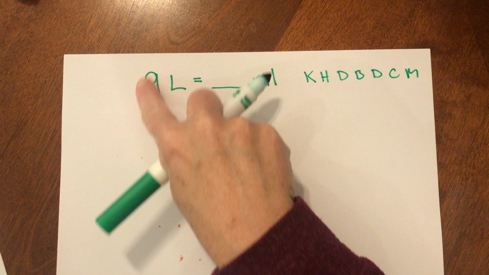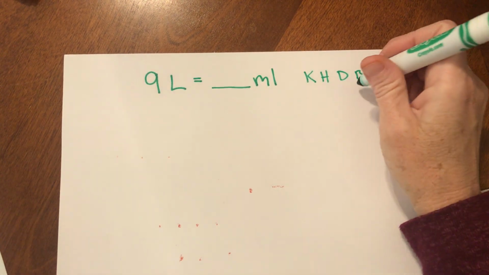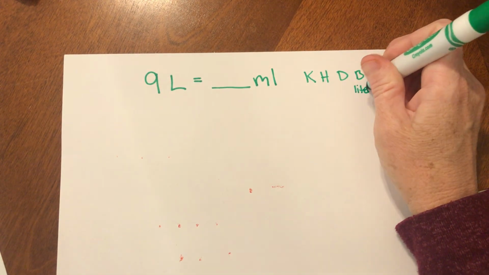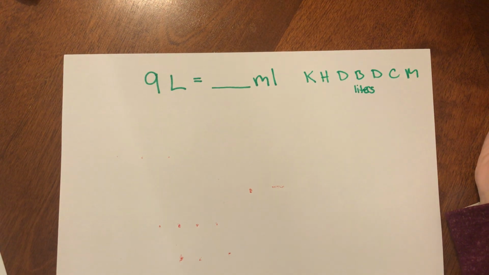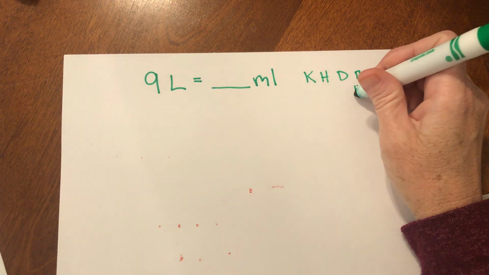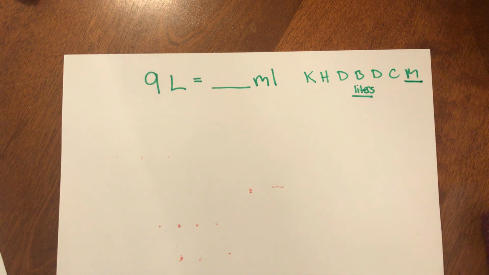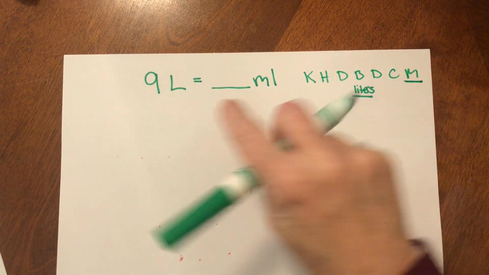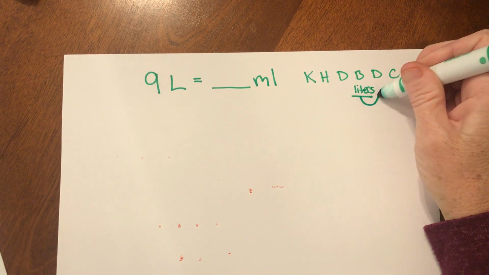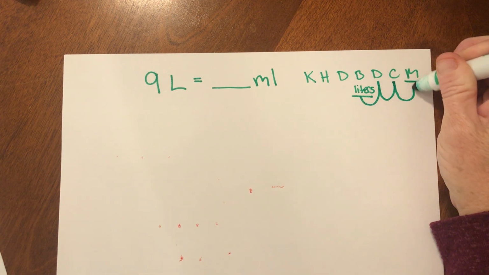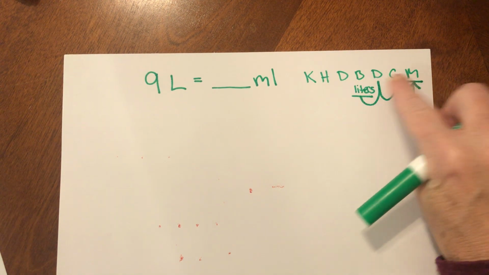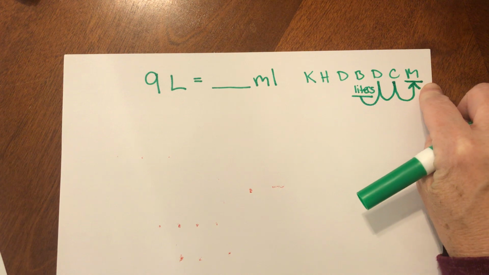Okay, in this problem, my base measurement is liters. That's what I'm talking about here, is my liters. Because my base measurements are always going to be meters, liters, or grams. Okay, so they want me to go from liters to milliliters. Milliliters is over here. So they want me to start at liters and go 1, 2, 3 spaces. They want me to move it 3 spaces.